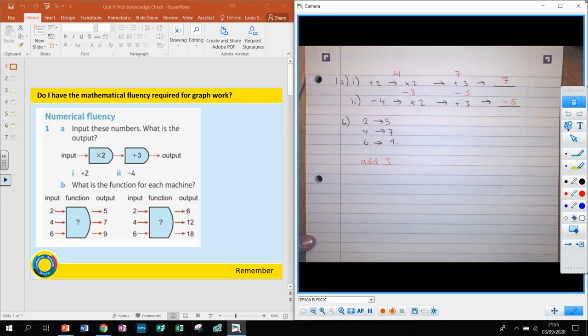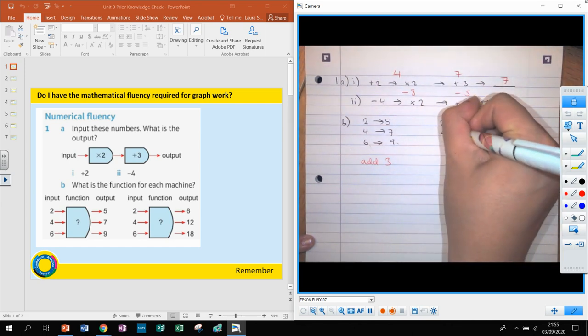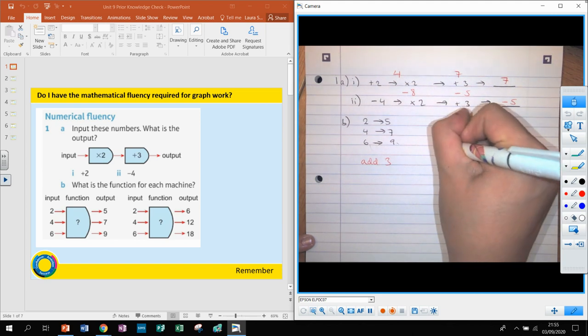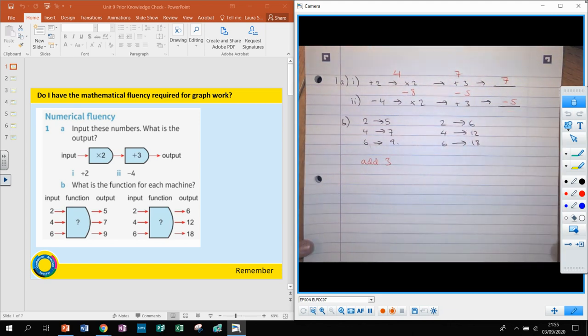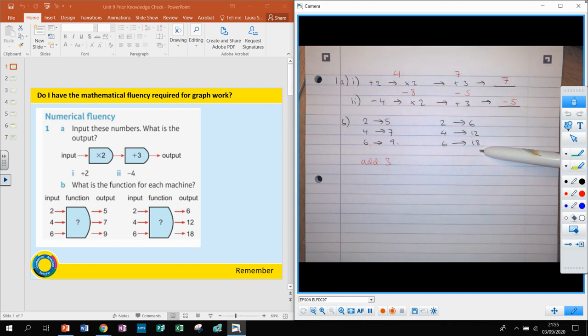Okay, let's look at the next one. We have 2 moving to 6, we have 4 becoming 12, and we have 6 becoming 18. Okay, so we have to think about different operations. Yes, this one was adding. We might have subtracting, but this isn't going down, so that wouldn't make sense. But we could also have multiplication and division, okay?